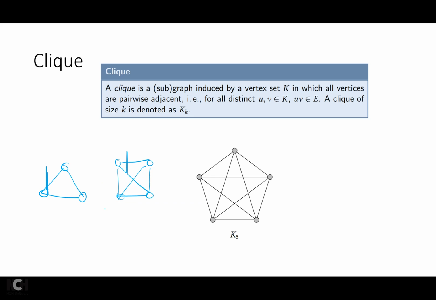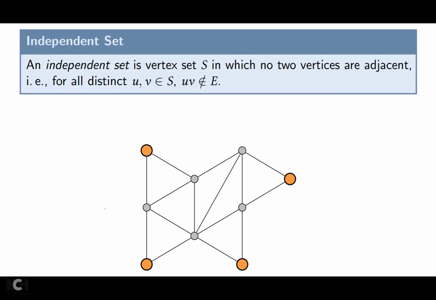This is the clique. An independent set is a vertex set S in which no 2 vertices are adjacent. So, for example, for these orange vertices, no 2 nodes are connected, right? It is an independent set. Here I didn't give you the linear model for the independent set, but you can think about that.